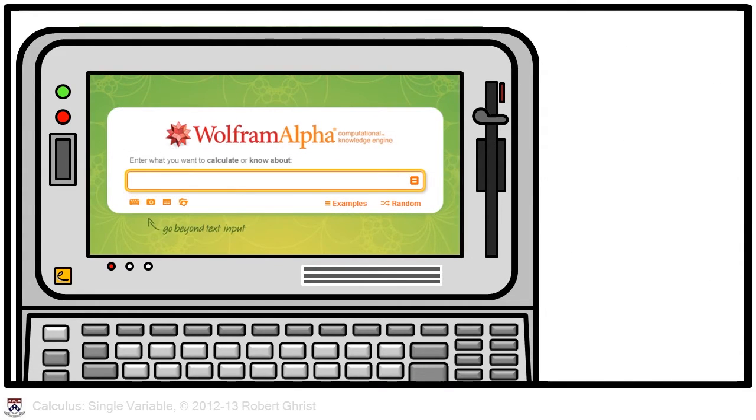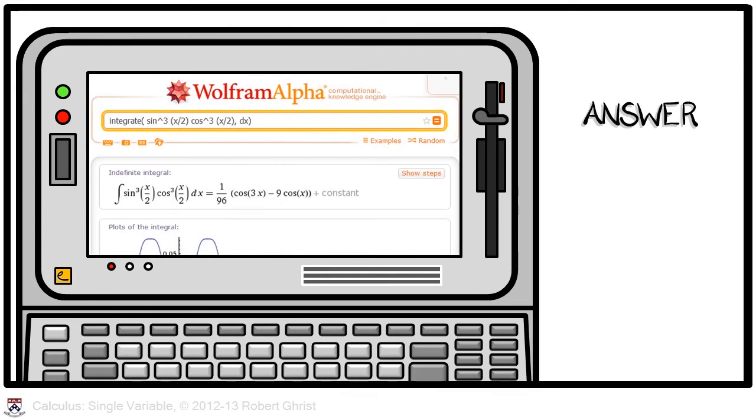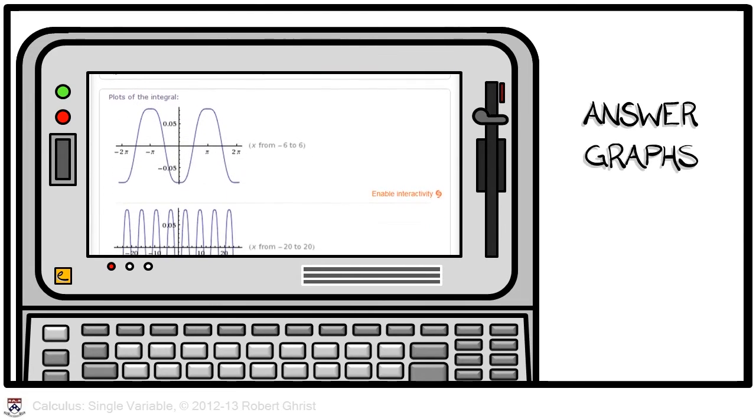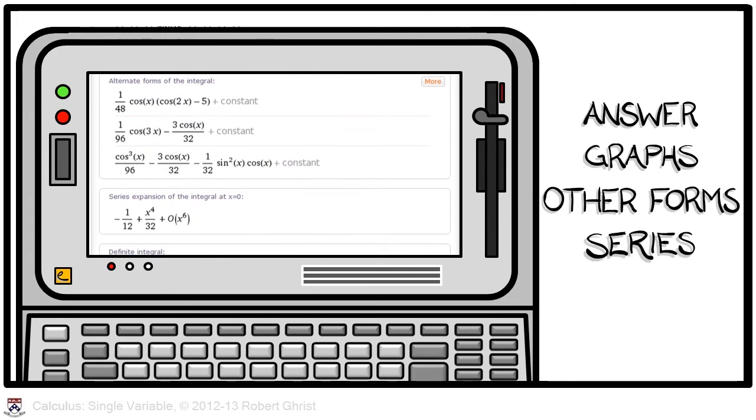Let's try a challenging integral and see what we get. We'll try to integrate sine cubed of x over 2 times cosine cubed of x over 2. After thinking for a moment, let's see what it comes up with. Well, it gives us an answer, 1 over 96 times quantity, cosine 3x, minus 9 cosine x. It even remembered the constant. That's wonderful. It will also give us graphs associated with this answer, other forms of the integral.